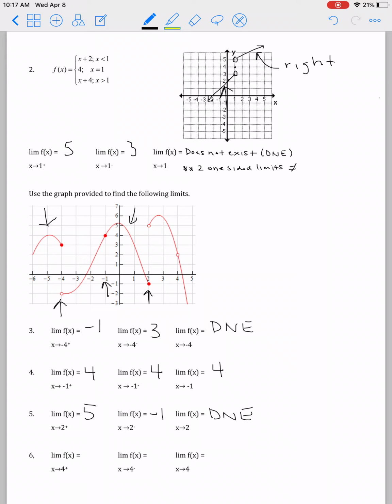And then lastly, we're going to look at 4. So we have the right side and the left side. And when we come in, our y value is a 2. The two one-sided limits are the same. And so this one right here was a point. This one right here was a hole. And again, these two didn't exist because our two one-sided limits gave us different values. And so the limit coming from both sides doesn't exist.